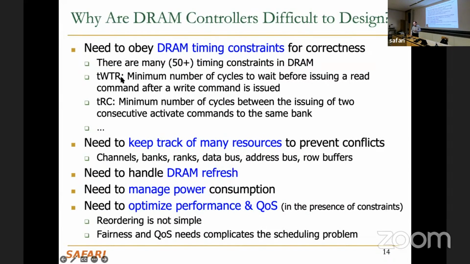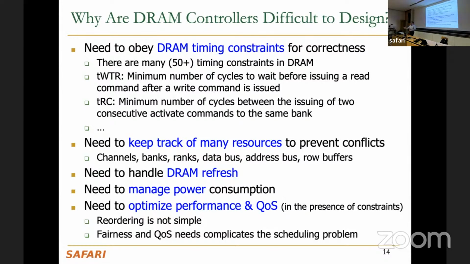So just to give you an idea, there's a timing constraint that you need to obey. That's the minimum number of cycles you need to wait in the memory controller before issuing a read command after a write command is issued. So you can do a write to DRAM, and then you need to wait for some time to issue a read. This is because the bus is kind of unidirectional. You need to turn around the bus, at least at a high level. That's a good explanation. And then there's another timing constraint, tRC, row cycling time, which is the minimum number of cycles between the issuing of two consecutive activate commands to the same bank.